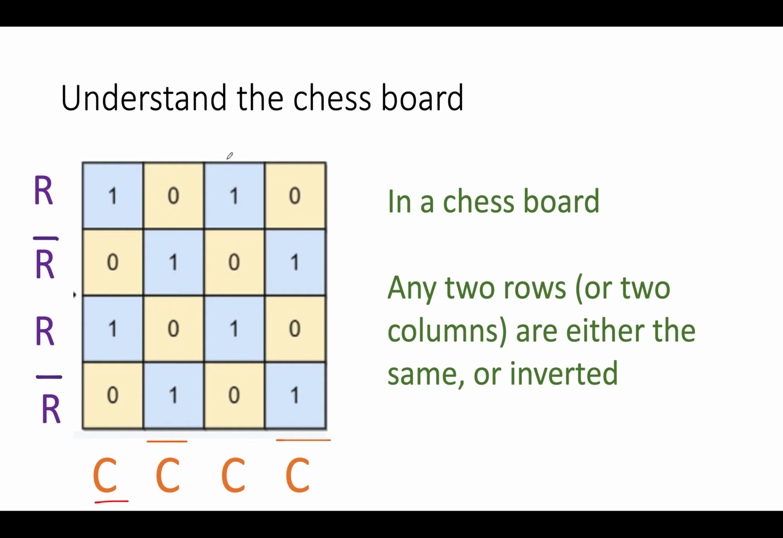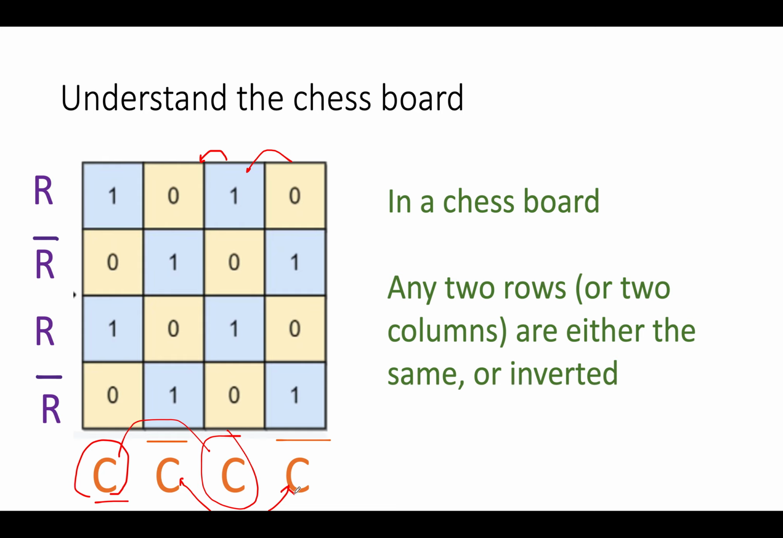The third one would be the inverse of the second one, that would become 1 0 1 0, and the fourth one would be the inverse of the third row, that would become 0 1 0 1. As you can see, the first column and the third column are bound to match. Similarly, the fourth and the second column are bound to match.